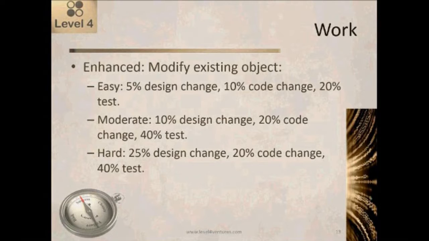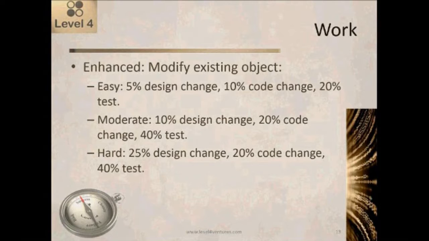And when we're looking at the modifications, we've got three different subsets that we can pick from: easy, moderate, and hard. And how they're interpreted behind the scenes by ExcelerPlan is that an easy modification is assumed to be a 5% design change. In other words, the item that we're working on has changed 5% of the design. A 10% code change, so 10% of the code that implements that thing has changed. And a 20% test. So we've had to go back and retest 20% of the code within that thing.